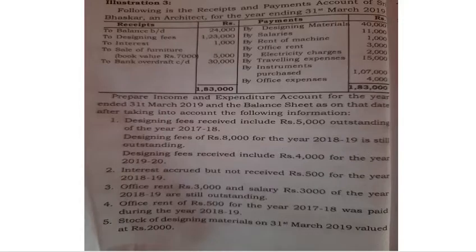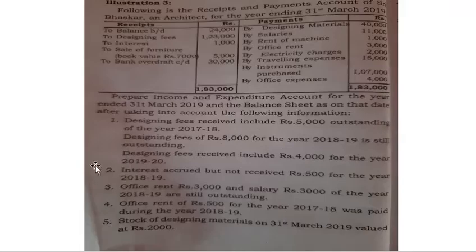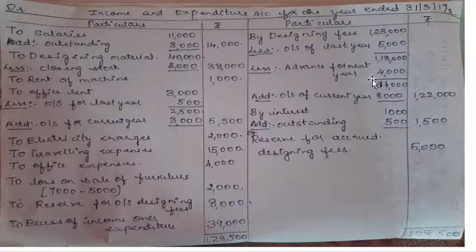Outstanding for the current year we have to add, so I have added outstanding of current year 8,000. Next, one more adjustment is that next year's fees have been received in advance, and next year's we have to deduct. So I have deducted advance for the next year 4,000, so the outer column is 1,22,000.